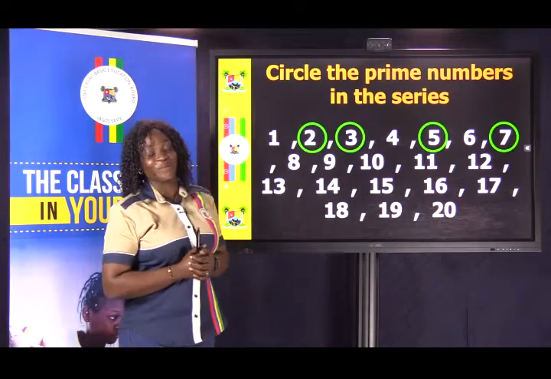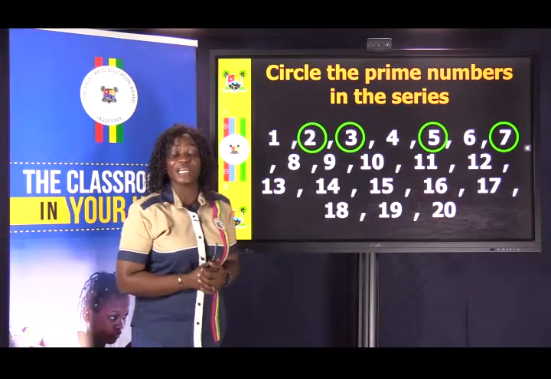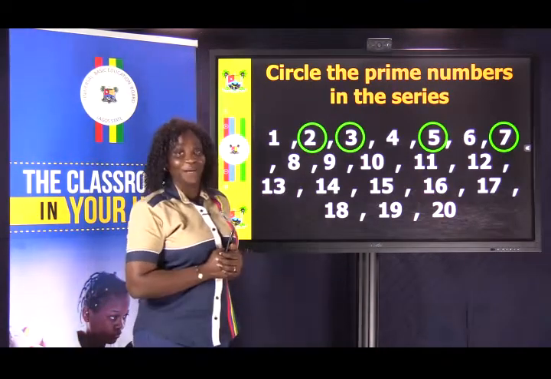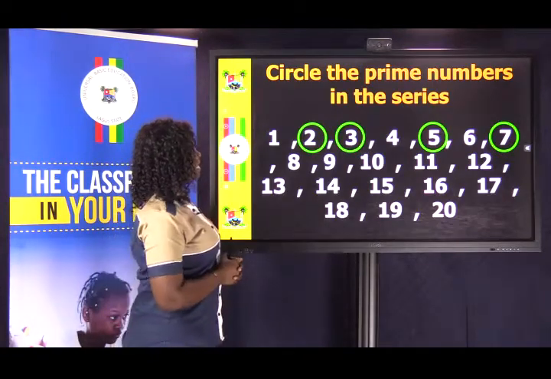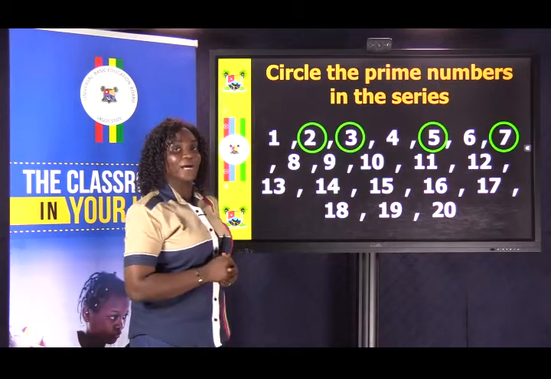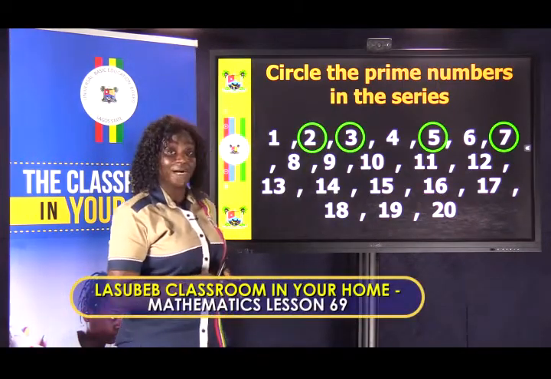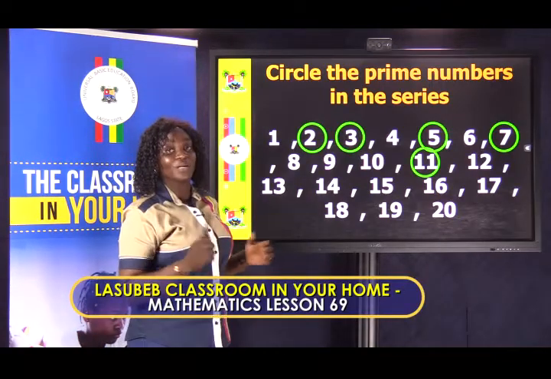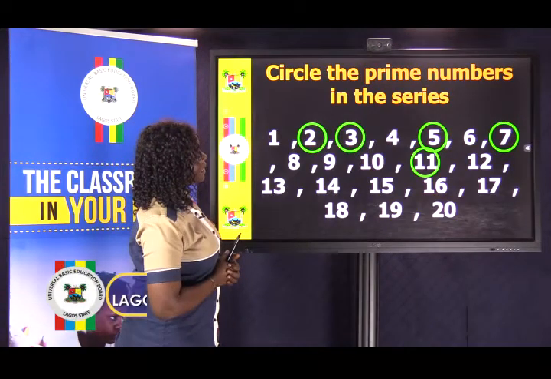8 is not a prime number because 2 times 4 is 8. That means 2 and 4 can divide 8. 9 is not a prime number because 3 can divide 9. 3 times 3 is 9. 10 is not a prime number because 2 times 5 is 10. That means 2 and 5 can divide 10. 11 is a prime number because no other number apart from 1 and itself can divide 11.